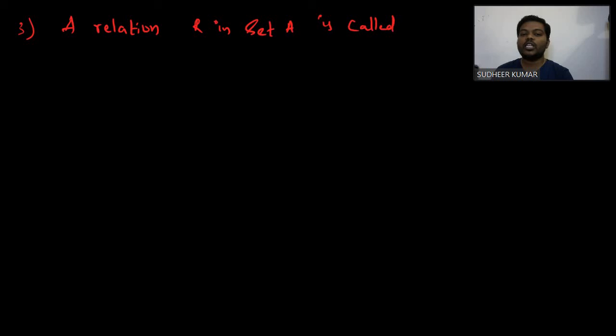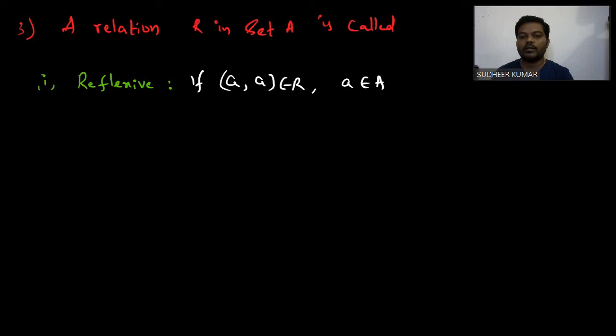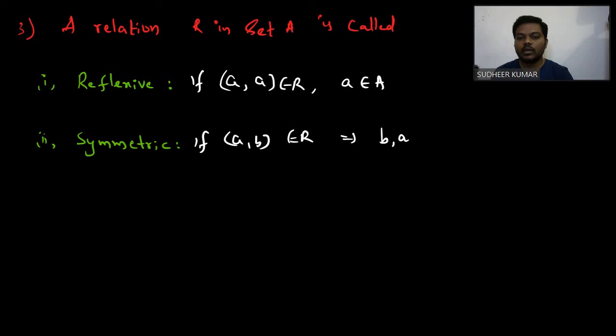The next one: a relation R in set A is called reflexive if a is related to a for every a belongs to A. And the next one is symmetric: if a is related to b implies b is related to a, for all a, b belongs to A.